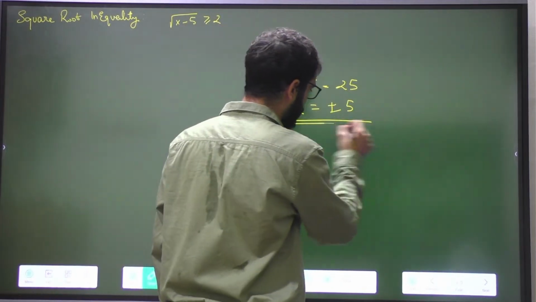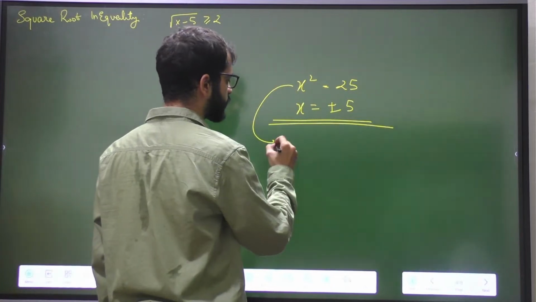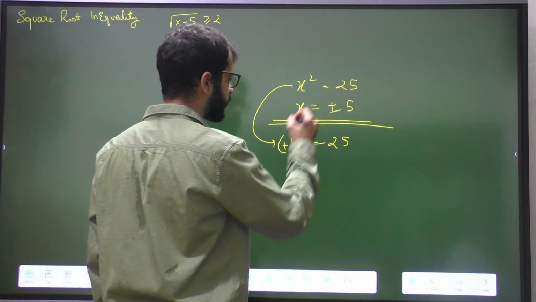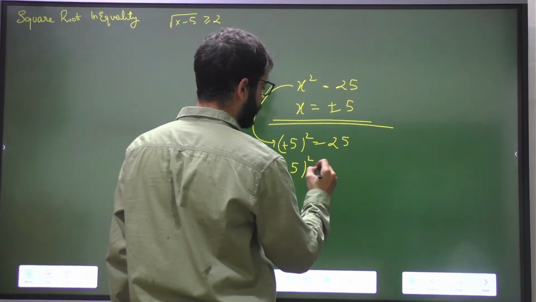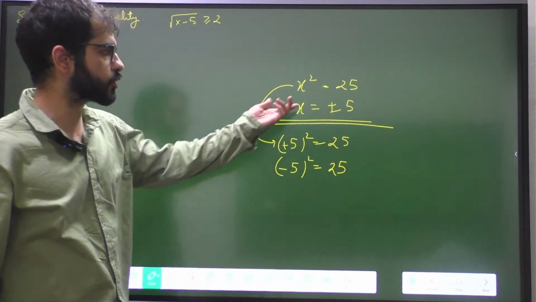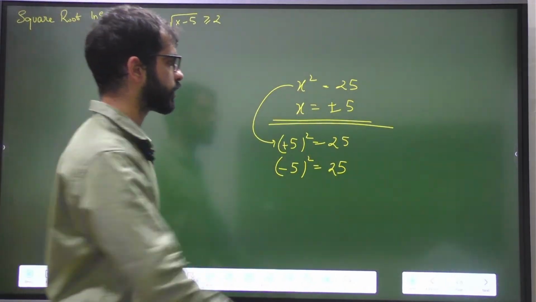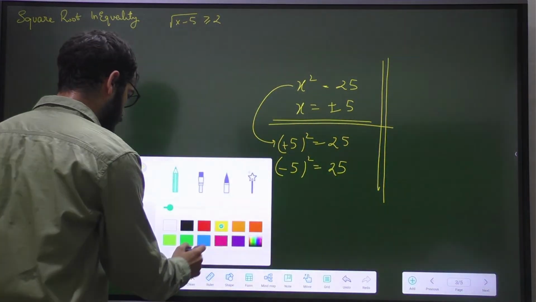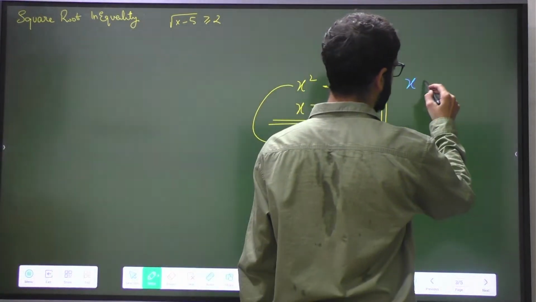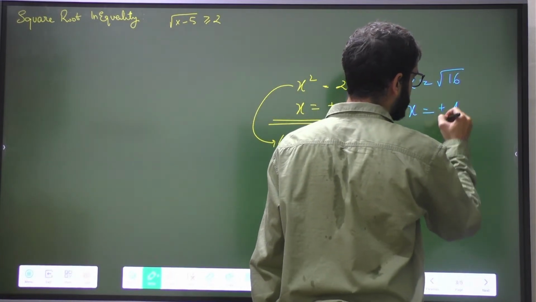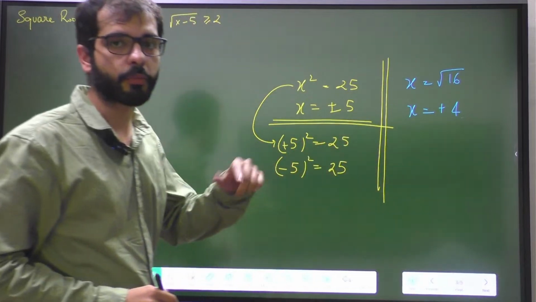Let's try to understand what just happened. If in this condition I input plus 5 whole square, I'll get 25. If in this condition I input minus 5 whole square, I'll again get 25. So I can say that x equals to plus minus 5 is the solution set to this. But according to the universal convention, whenever I write something like x equals to under root 16, then the answer is only 4, that is plus 4. Now we are not going to include minus 4.